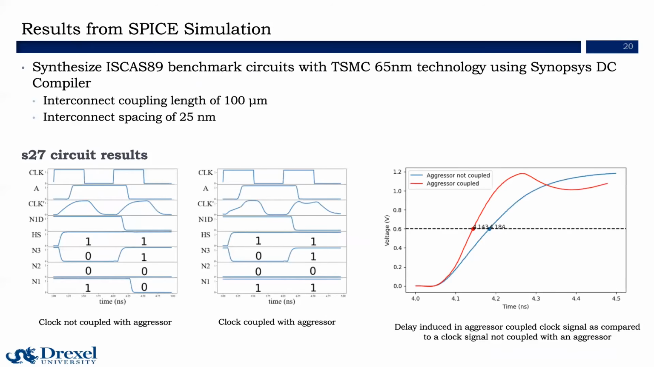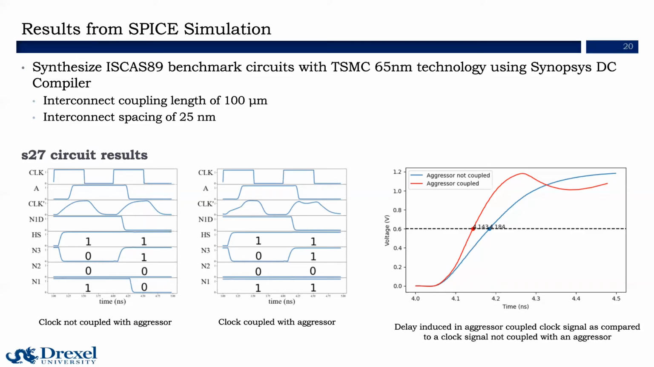To test the proposed synthesis flow, ISCAS89 benchmark circuits are synthesized with TSMC 65 nanometer technology using the Synopsys DC compiler. For the coupled aggressor line and clock line, for all circuits, interconnect spacing is set to be 25 nanometers and interconnect length is set to be 100 micrometers. Here are some results for the smallest S27 benchmark circuit.